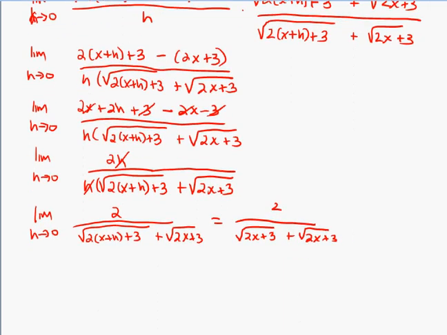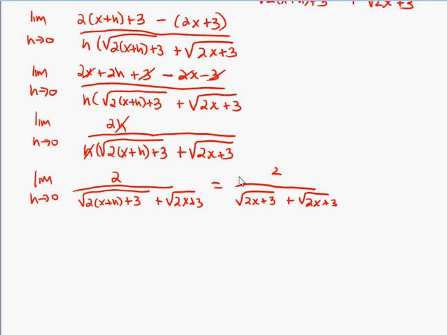And let me just get a little bit more room here. Notice that I have two terms here that are the same. So I get 2 over 2 times the square root of 2x plus 3. Those two cancel, and I'm left with 1 over the square root of 2x plus 3. So there you have it.